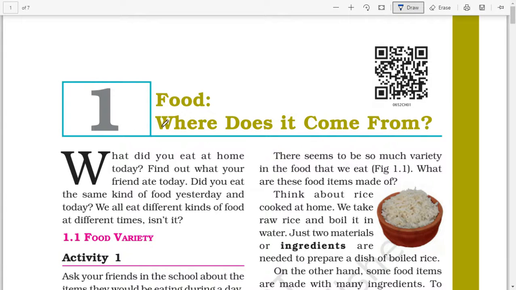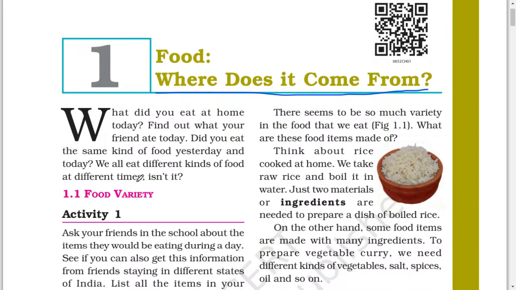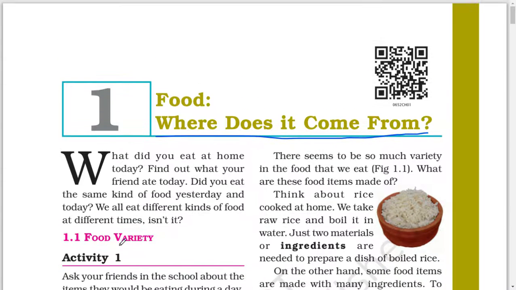1. Food. Where does it come from? What did you eat at home today? Find out what your friend ate today. Did you eat the same kind of food yesterday and today? We all eat different kinds of food at different times, don't we? Food variety.